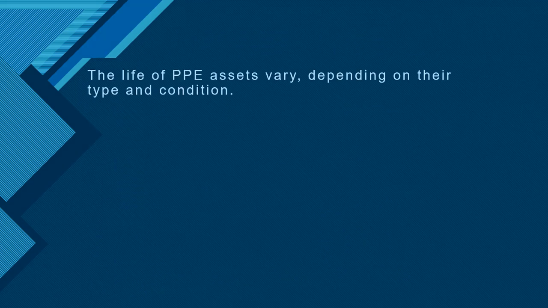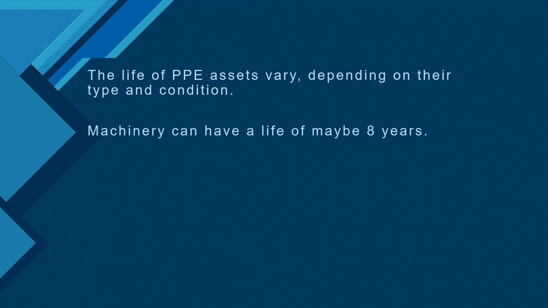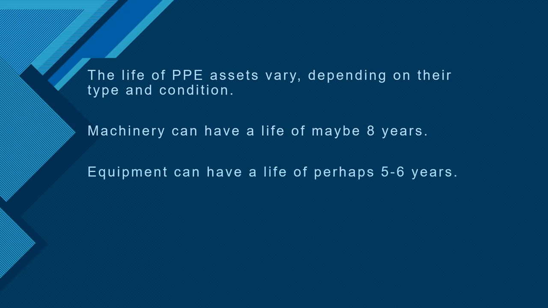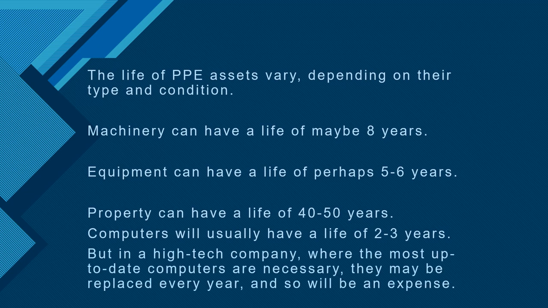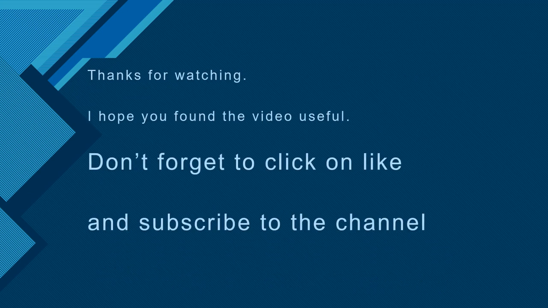So the life of PPE assets varies depending on their type and their condition, but approximately, machinery maybe is going to have a life of 8 years. Equipment maybe a life of 5, maybe 6 years. Again, this depends. It can vary. Property can have a life of 40, 50 years perhaps. And computers usually have a life of 2 to 3 years. Although maybe if it's a high-tech company where the most up-to-date computers are necessary and they're replaced every year, maybe they'll be an expense.